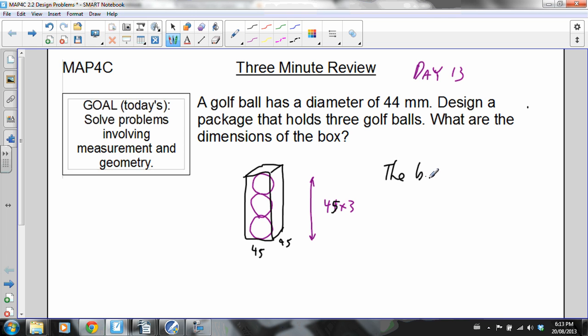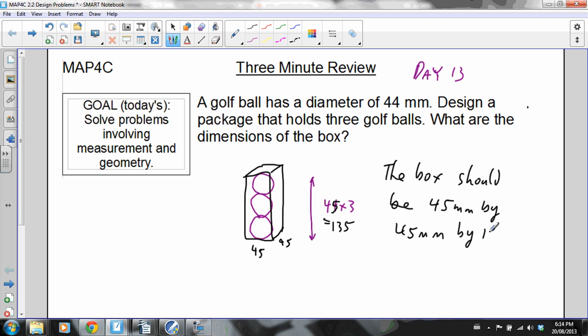The box could be, or should be, 45 millimeters by 45 millimeters by 45 times 3, which is 135 millimeters. Okay, this is the type of question we're going to be on to, and actually there's only one example, but it's a pretty good example.